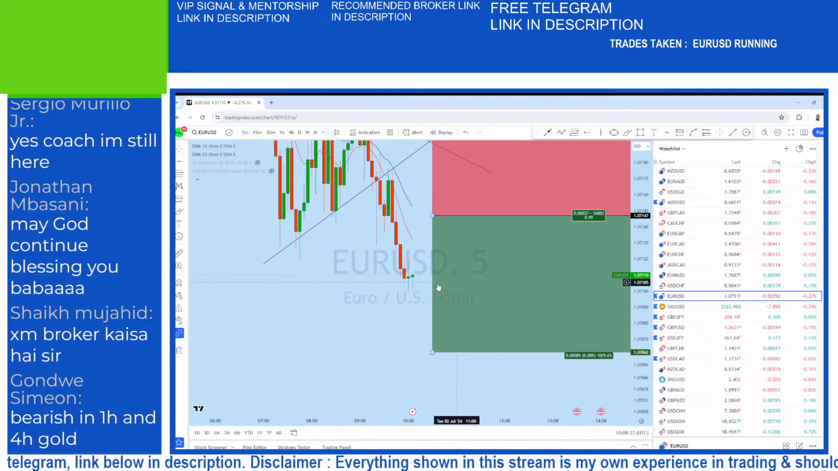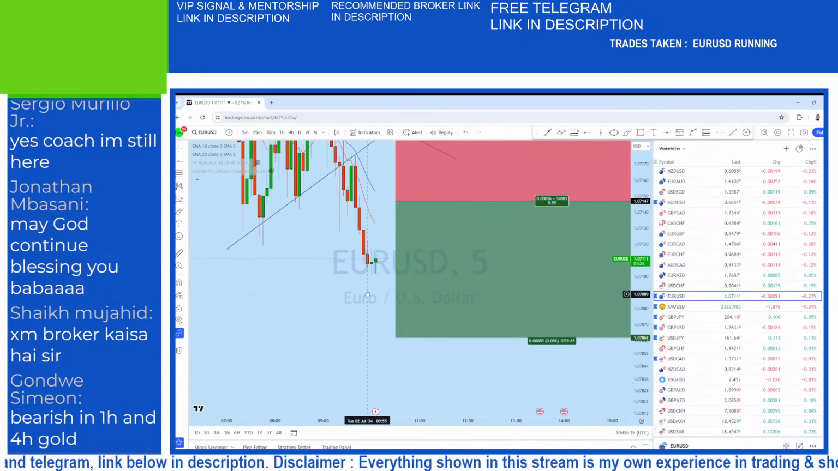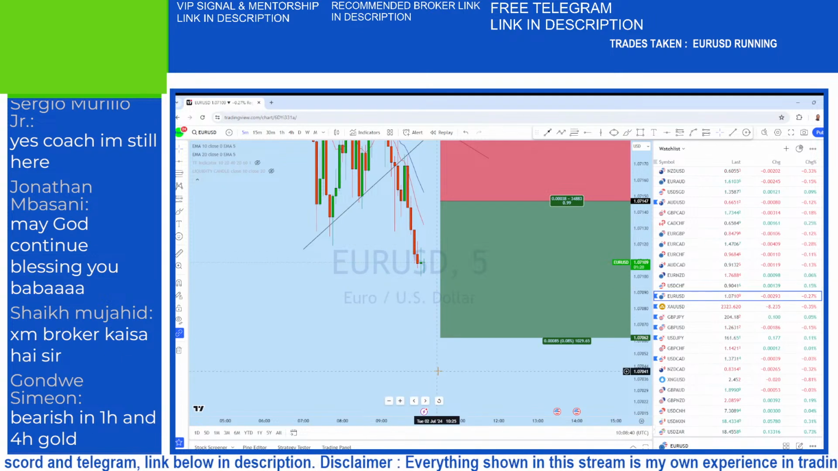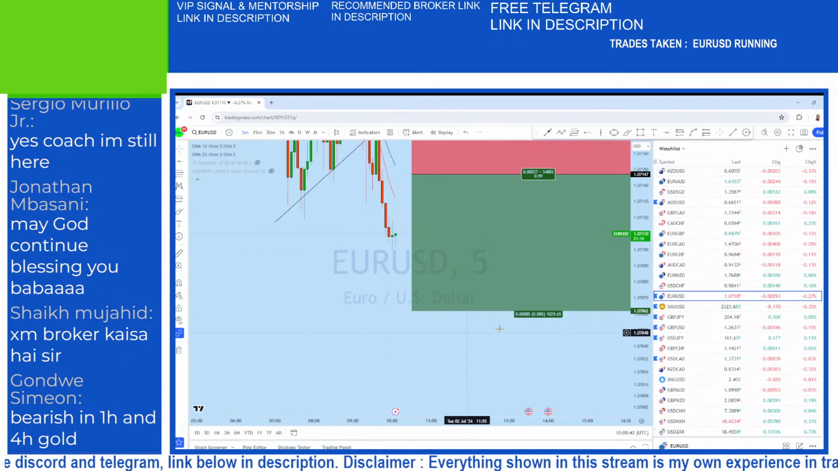Okay, guys. So two narrow-range formations here on EUR/USD. One more drop might give directly to the TP hit. Are you guys with me?